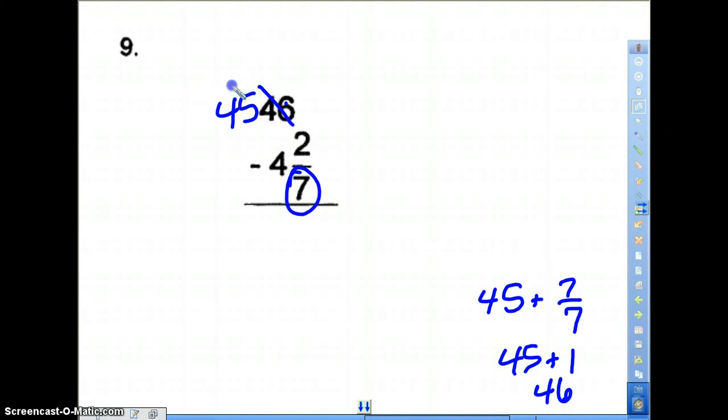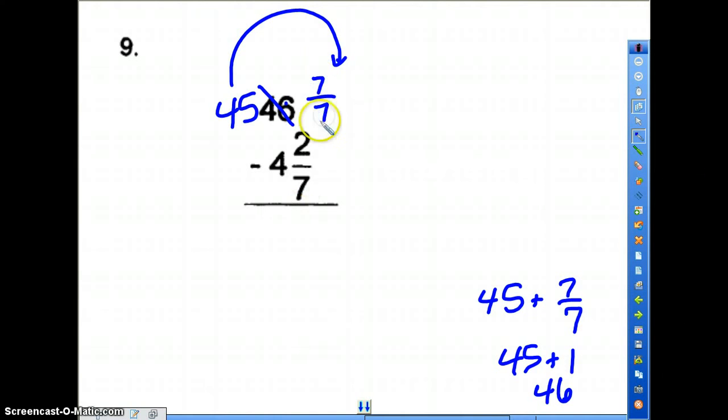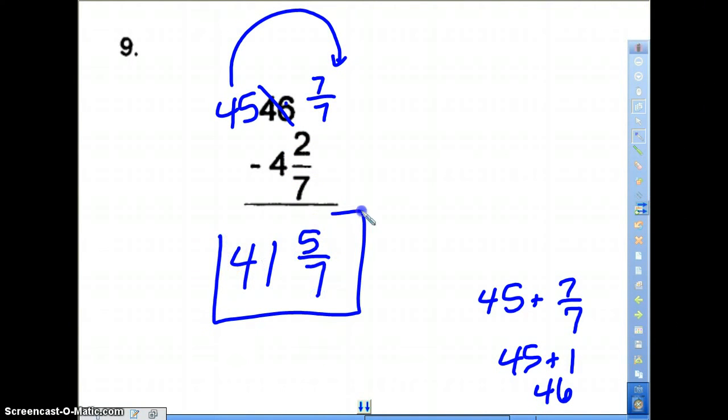Since 7/7 is another name for 1, when you add it back to 45, you get the 46 we started off with. So that 1 whole that we borrowed, what are we going to call it? Yeah, we're going to call that 1 whole I borrowed 7/7. Now I've got a whole that's been busted up into 7 equal pieces, and I can remove 2 of them. So 45 subtract 4 is 41, and 7/7 subtract 2/7 is 5/7. If I need to pause the video, you guys just let me know and I'll do that, okay?